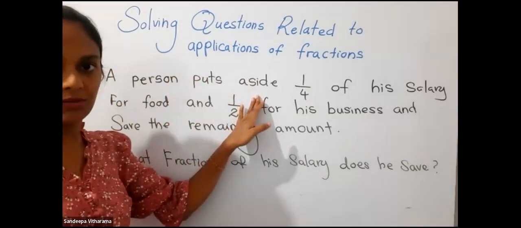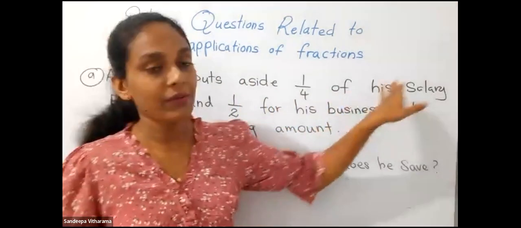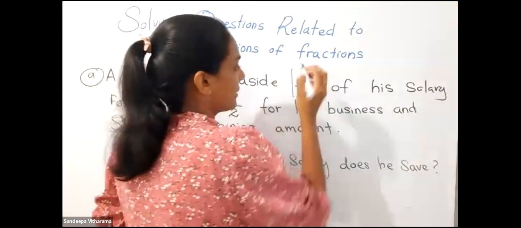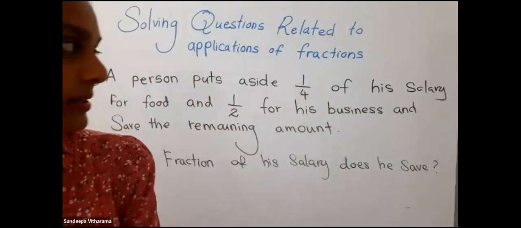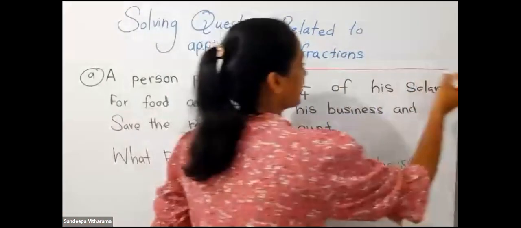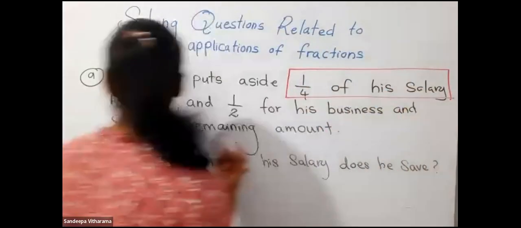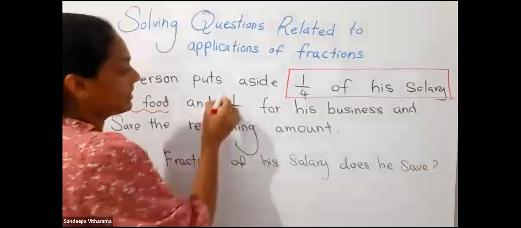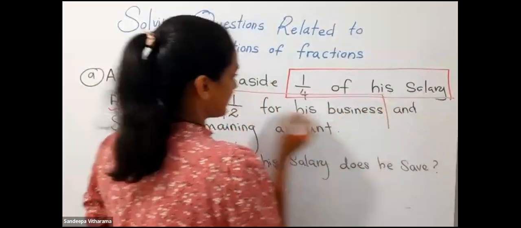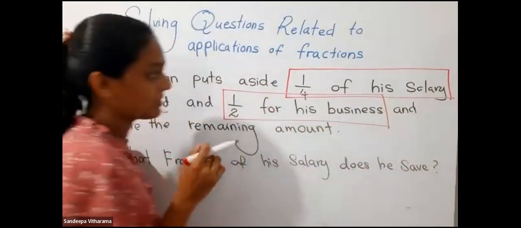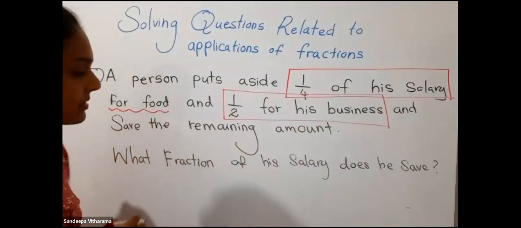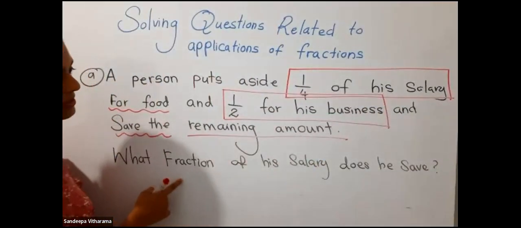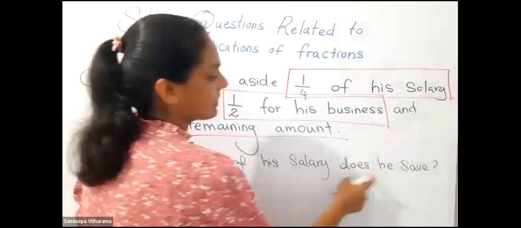A person puts aside 1/4 of his salary, 1/4 of his salary, for food. Then 1/2 of his salary for his business. And he has saved the remaining amount. What fraction of his salary does he save?